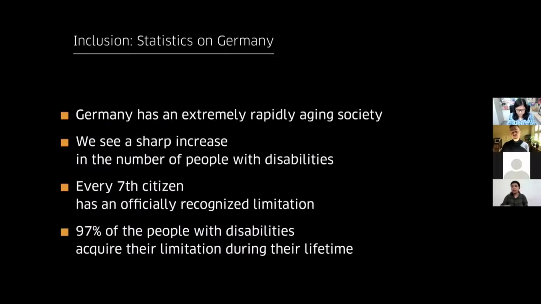And the problem, or why I'm so angry about it, is that when we look at the statistics of the country, Germany is an extremely rapidly aging society. It is expected that in 2030 we will take over from Japan as the oldest aged society in the world. And of course, connected to that, we see a sharp increase in the number of people with disabilities. Already nowadays, every seventh citizen in Germany has an officially recognized limitation.